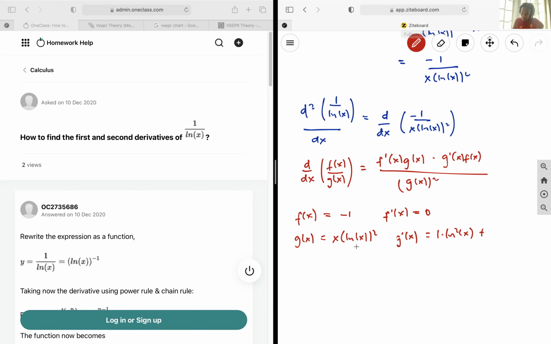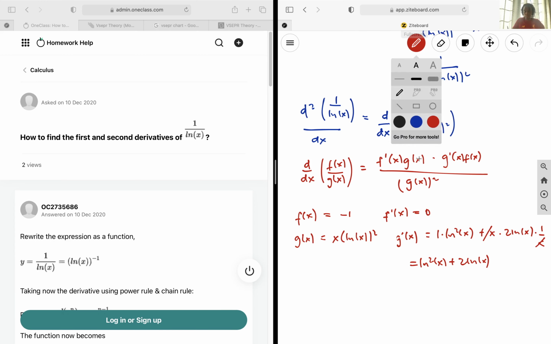plus the derivative of this multiplied by x. So x multiplied by the derivative of ln x squared. For this, you can use substitution and you will get 2 ln x, and then 1 over x as the derivative of ln x itself. These two will cancel, and you will get ln squared x plus 2 ln x.